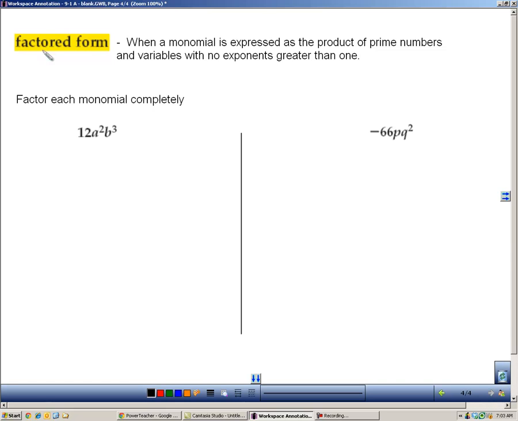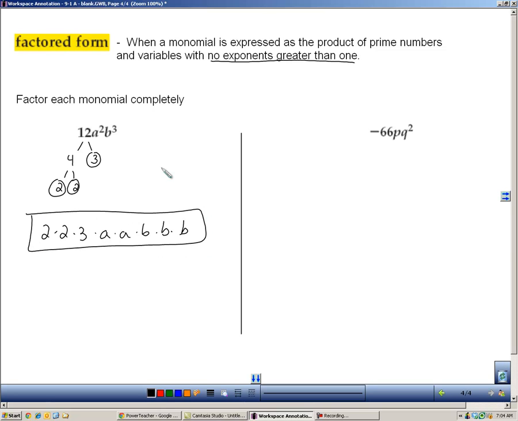Now when you write something in factored form, that's when you take a monomial and you express it as a product of prime numbers and variables, but this time no exponents can be greater than 1. So in this case you have to break anything up with exponents as well. So we're going to start with just the number 12. We'll break that up into 4 times 3, and then we'll break 4 up into 2 times 2. So we have our prime numbers. We have 2 times 2 times 3, but then we also have to break up our a's. A times A times B times B times B. This is the factored form.